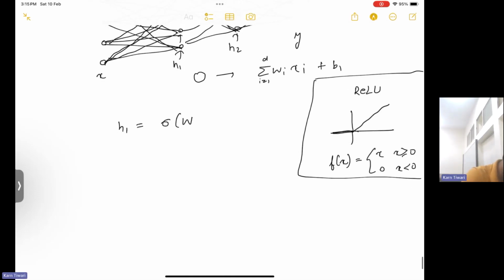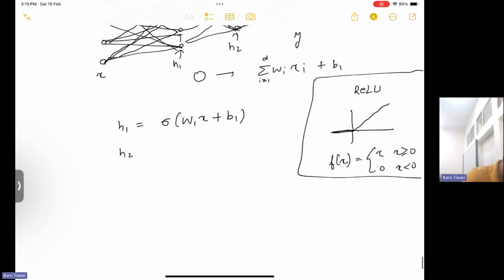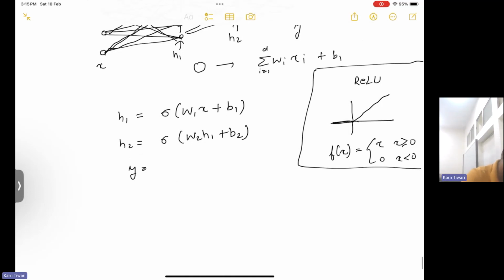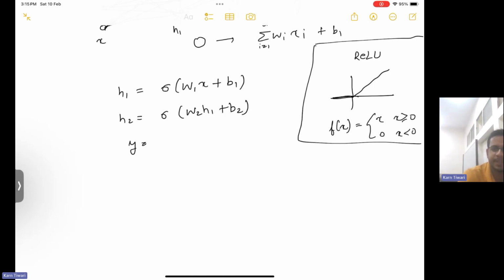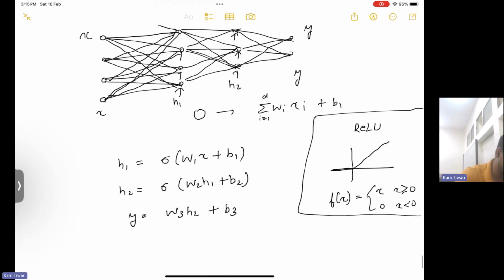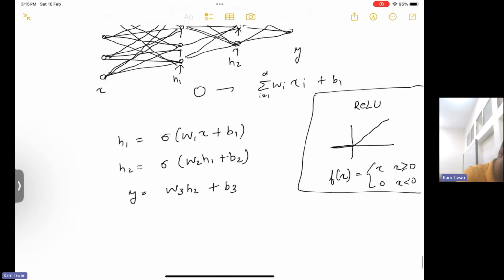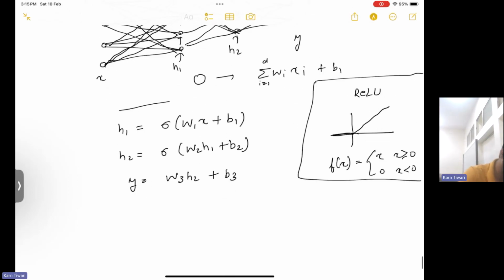So H1 is just a matrix multiplication of X with W1, plus a certain bias. H2 is a nonlinearity applied to W2 H1 plus bias. Y is again just a matrix multiplication. You don't need to add the bias explicitly. It's W3 H2 plus a certain bias. So the whole neural network I showed here is mathematically represented using this set of equations.